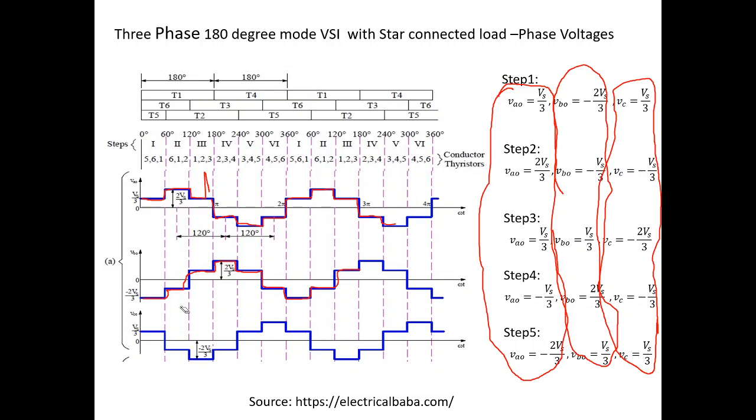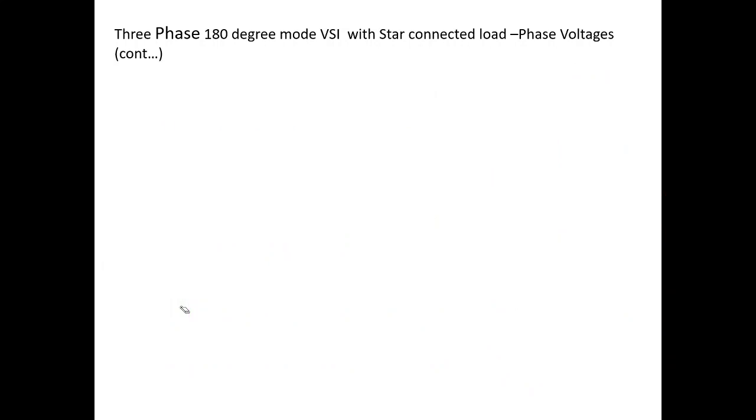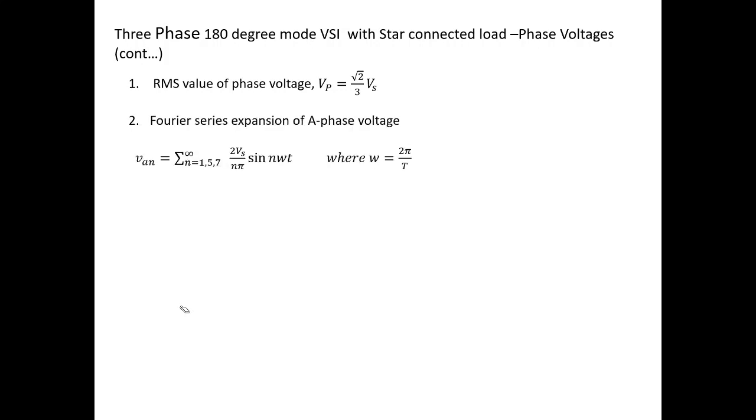The RMS value of each phase voltage is going to be equal. So now I will find the Fourier series, the RMS value of overall voltage and the RMS value of fundamental voltage corresponding to only A phase. The remaining phase voltages are also going to be equal except for the phase shift, so I will do the analysis for only A phase voltage. Let us find the A phase overall RMS voltage, which is equal to root 2 by 3 into Vs. We know how to compute that.